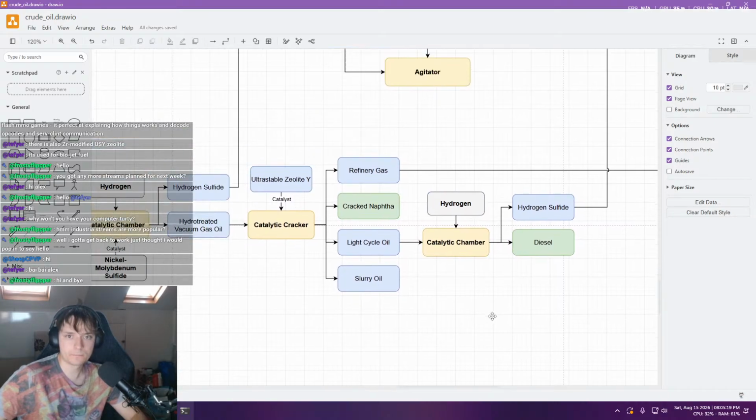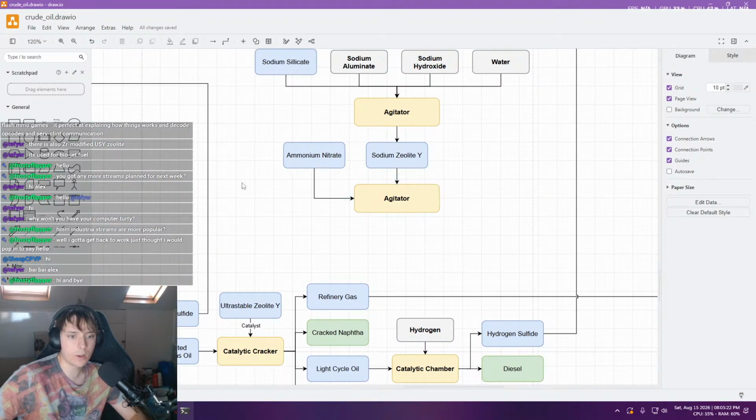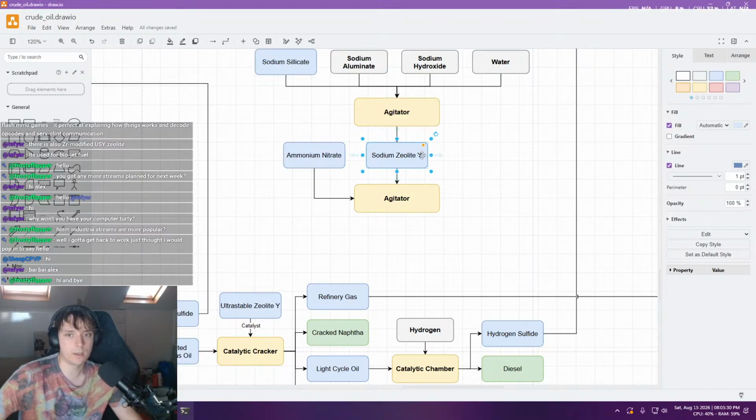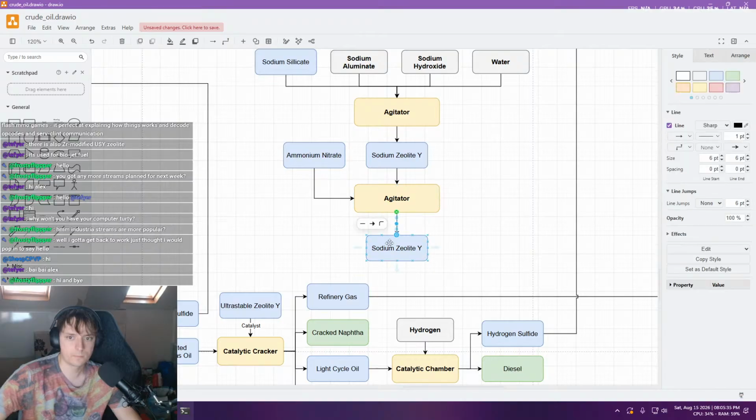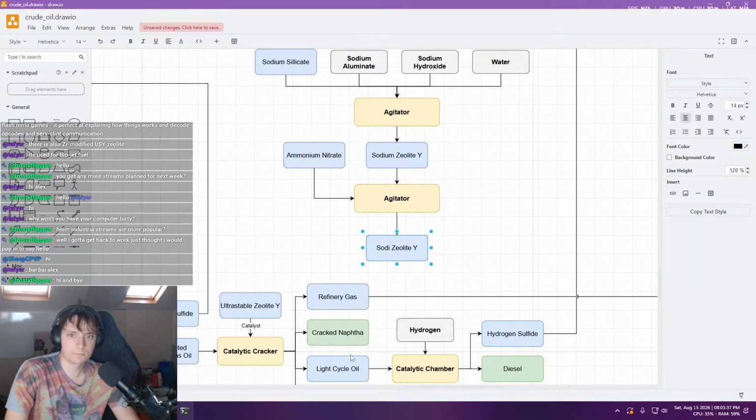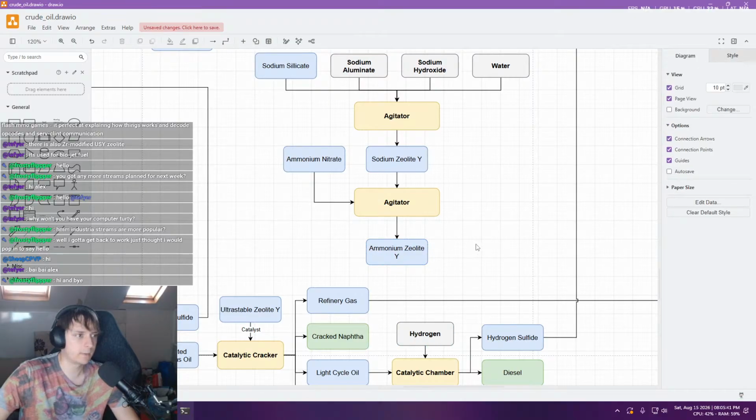Okay. Where are we at now? So after the agitator, we get, I think... well, actually, let me check because I'm not sure. Then we get the ammonium zeolite Y. So this out to here gives ammonium zeolite. Okay.